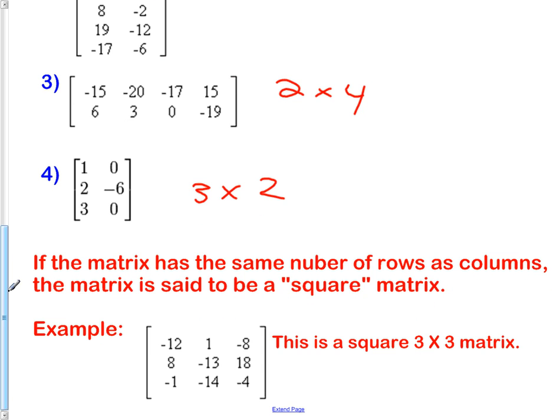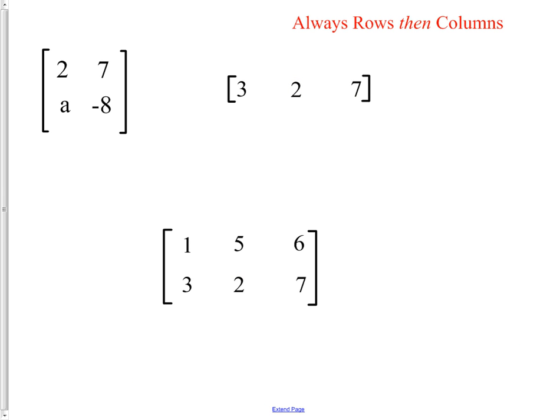If the matrix has the same number of rows as columns, then it's said to be a square matrix. Now this one looks like a rectangle to me, but it's square. Why? Because it's the same number of rows and columns. Okay? So it's 3 by 3. So that's a square matrix. All right, moving on. That top left one, what is it? A what by what? 2 by 2. What's this one? How many rows? 1. So it's 1 by 3. How many rows in this one? So it's 2 by 3. All right. Moving on.